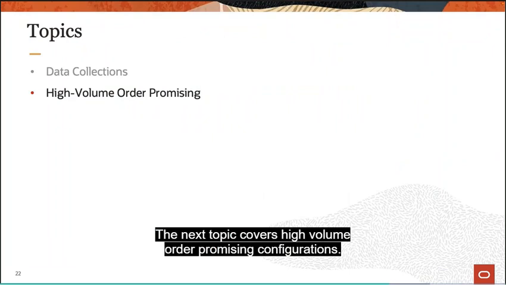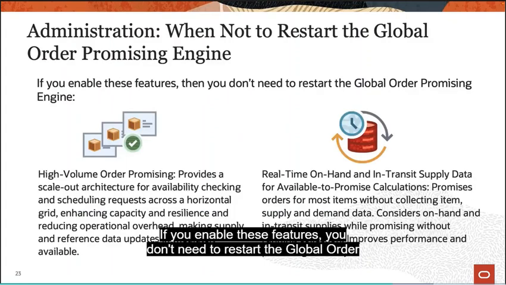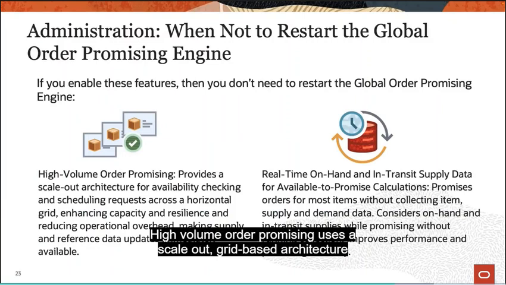If you enable these features, you don't need to restart the global order promising engine. High-volume order promising uses a scale-out, grid-based architecture to spread availability checking and scheduling across multiple nodes. This improves capacity and resilience, reduces operational overhead, and makes supply and reference data updates available right away.